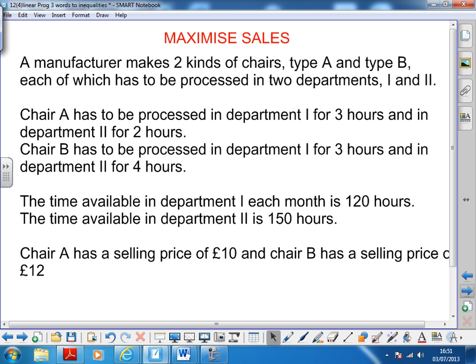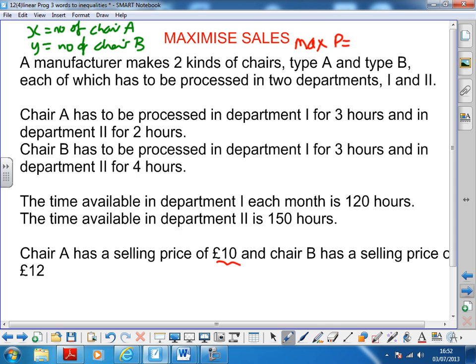Maximising sales. So maximise P equals, where's the profit? Here we go. Should we set up our decision variables? I think we need to set them up, don't we? I'll squash them at the top. X is the number of chair A, and Y is the number of chair B. Okay, so they're set up.